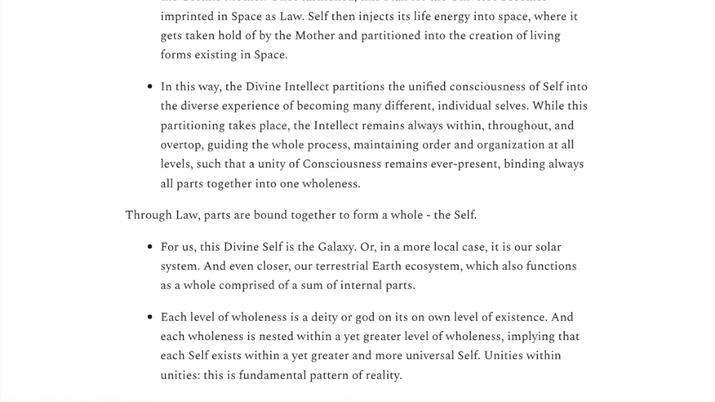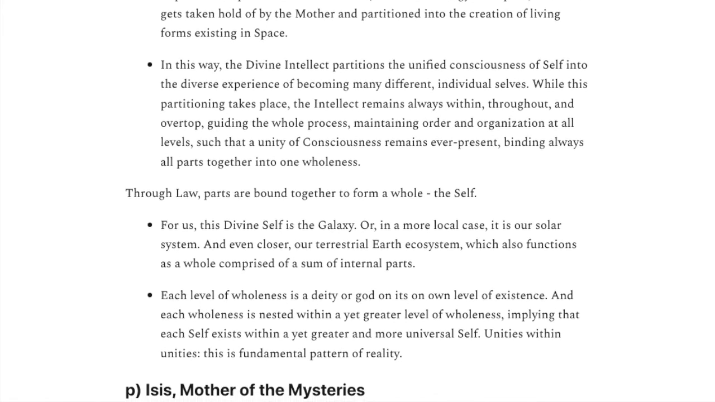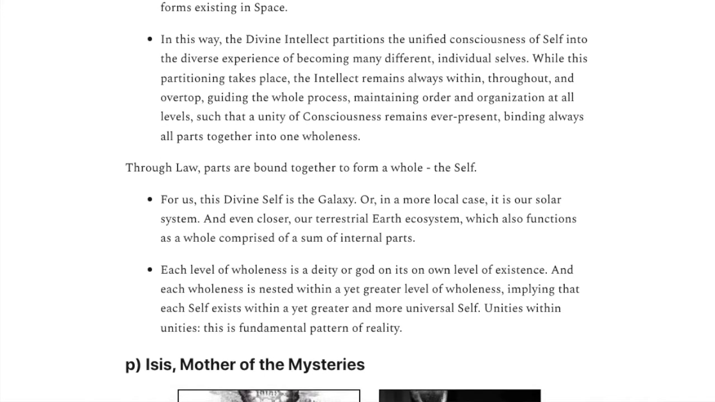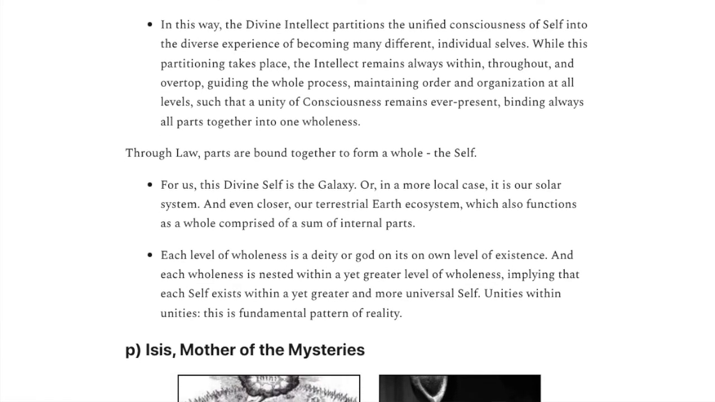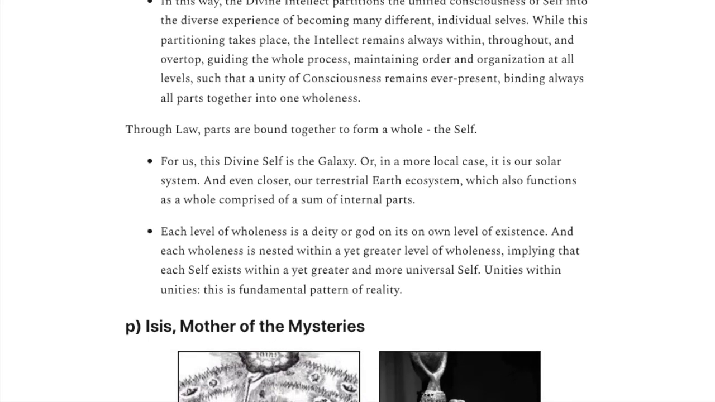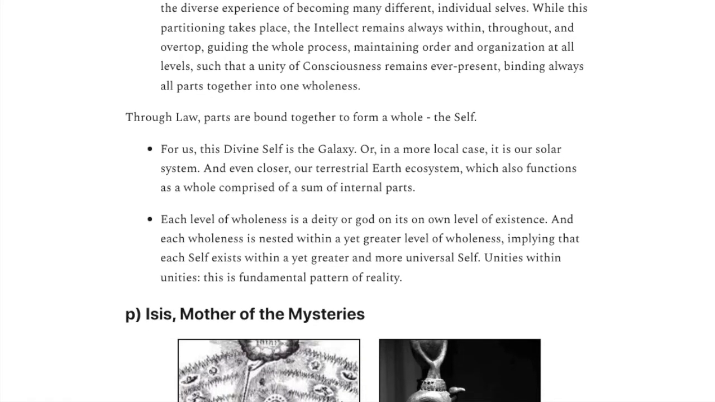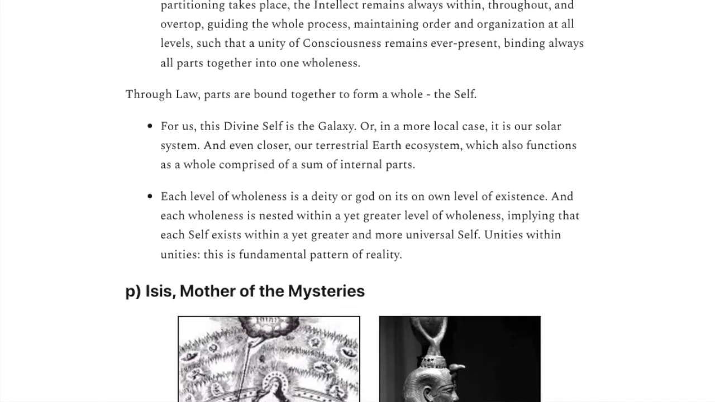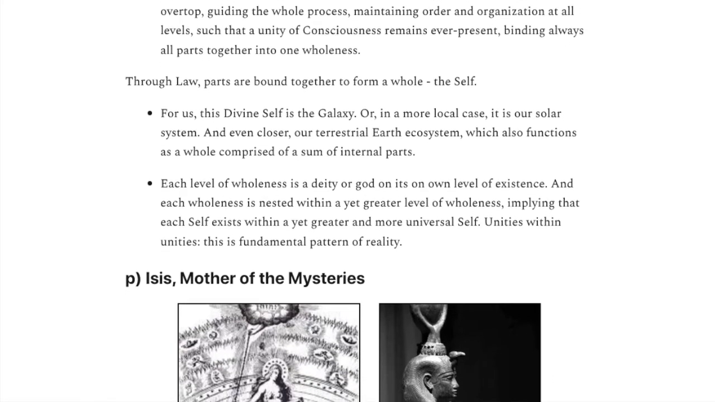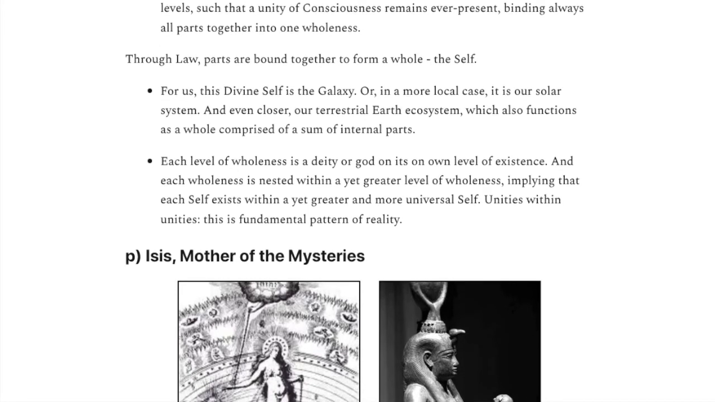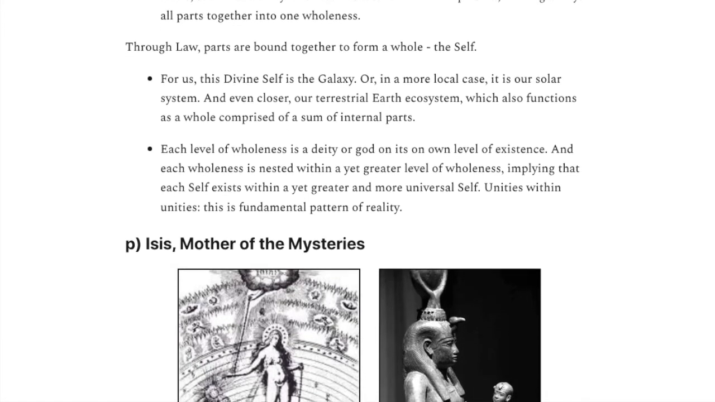And each wholeness, or god or deity, each wholeness is nested within a yet greater level of wholeness. It's like the solar system is within the galaxy. The galaxy is within the larger superstructure. So each self, or each level, is its own self, and then each self exists within a yet greater or more universal self. So there's unities within unities. This is the fundamental pattern of reality.